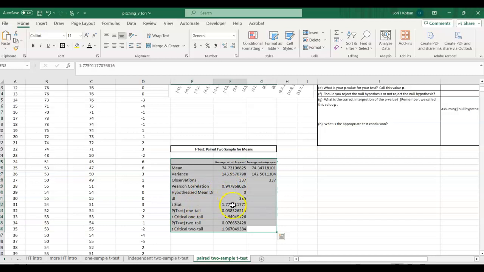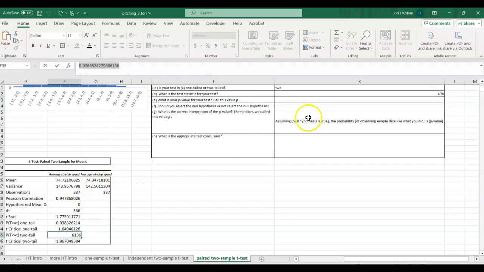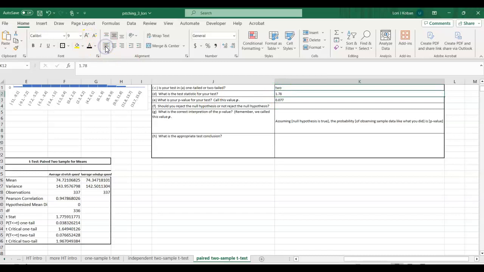But it says our test statistic is approximately 1.78. So our test statistic, 1.78. What is our p-value? For the two-tailed test, this is our p-value. So we'll say about 0.77. Should we reject it? That's greater than 5%. No, do not reject the null hypothesis.